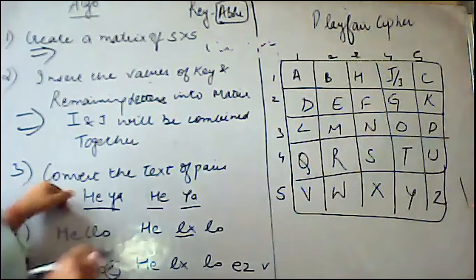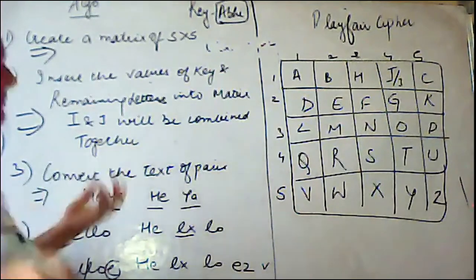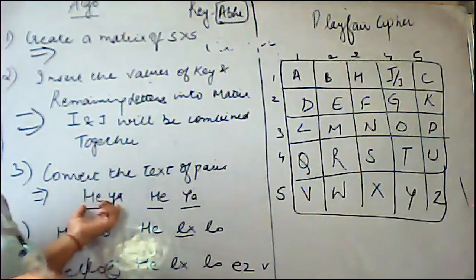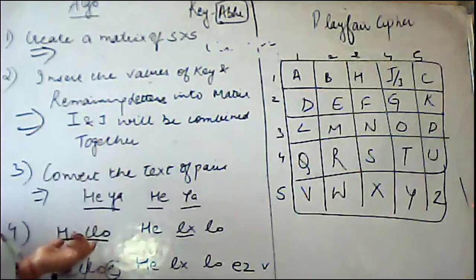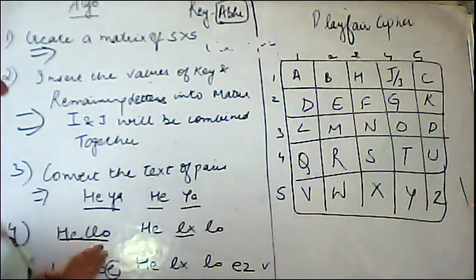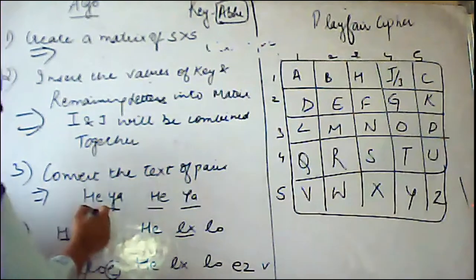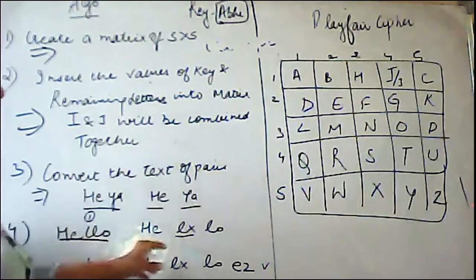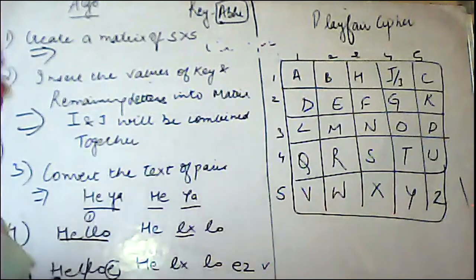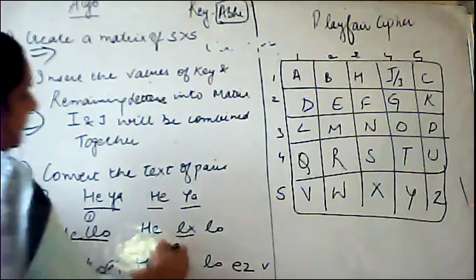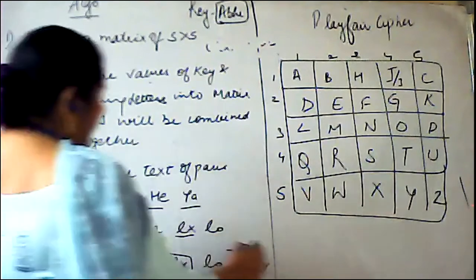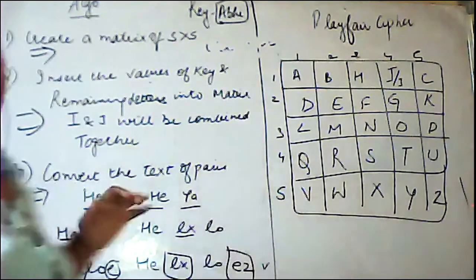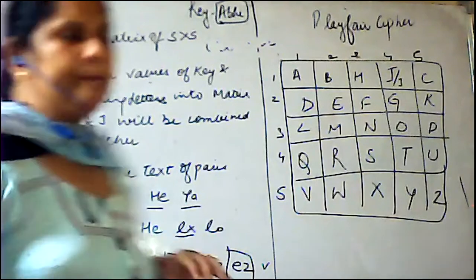Then convert the given text, whatever plain text you are given for encryption, into pairs of 2. Wherever a letter is repeated, break it at that first occurrence and append X to it. For example, HELLOE: HELX, we have broken down the repetition by using X. And if a single letter is remaining, append Z to it.